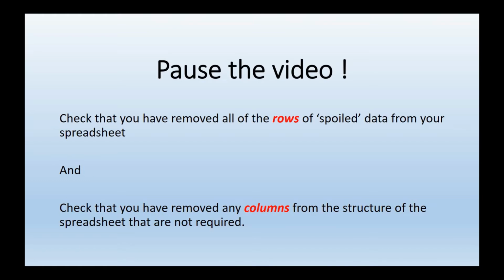Okay, so now is a good time to pause the video and to go back to your own spreadsheet. Check that you've removed all of the rows of spoiled data from your spreadsheet, and also check that you've removed any columns from the structure of the spreadsheet that are not required. Now, I would anticipate that it's just going to be column A you have to remove, if indeed you have to still remove it. You may have done this before. So if you've got column A there and it contains students' names, or it has something like respondent 1, respondent 2, respondent 3, things like that, you can take that column away. And also any rows of spoiled data, make sure that's all gone too. So go and do that now, then come back and restart the video.